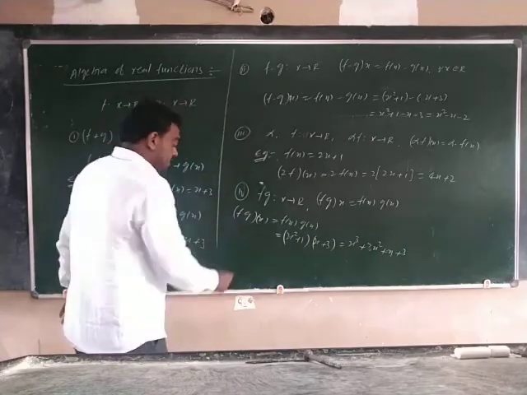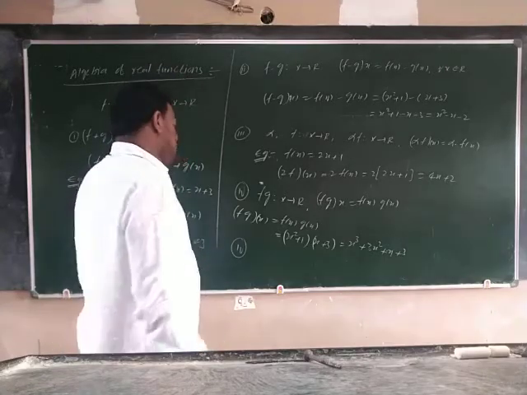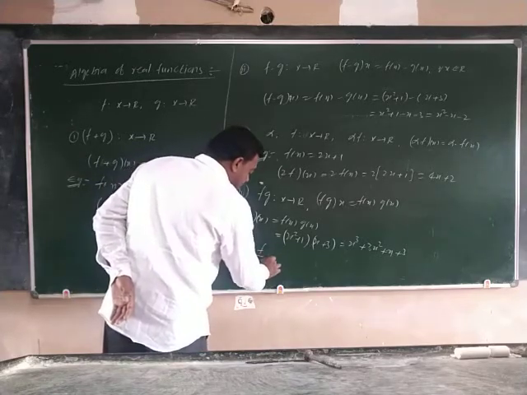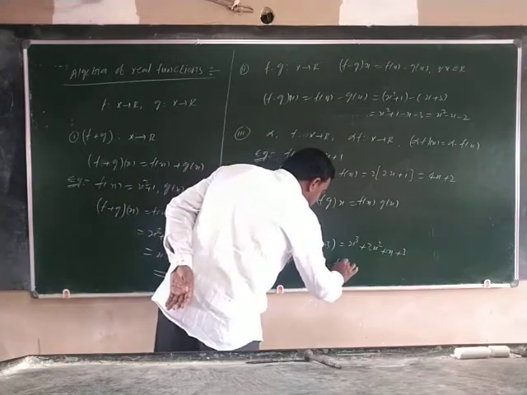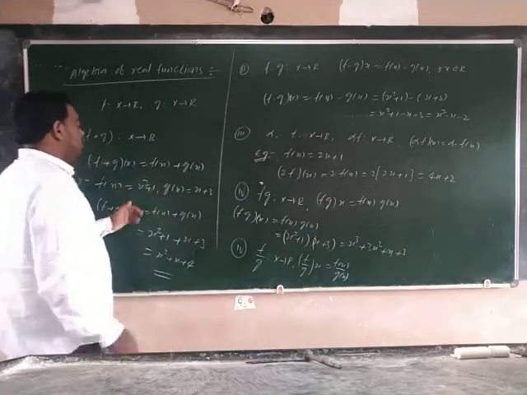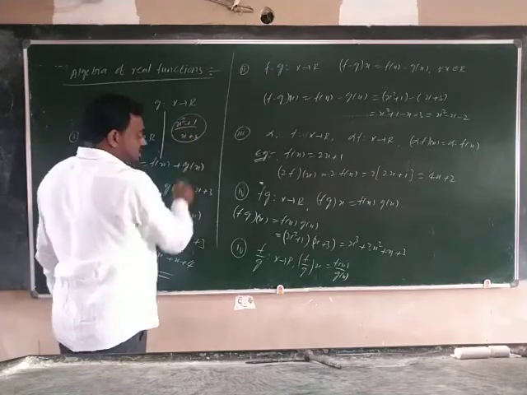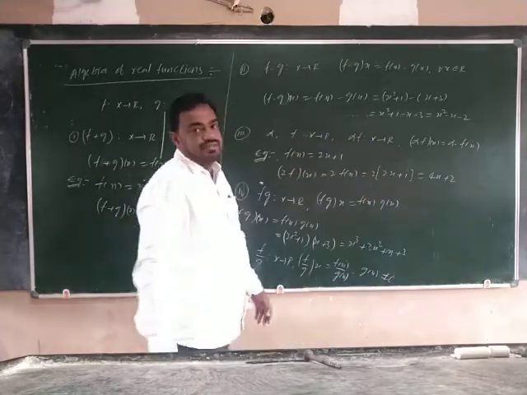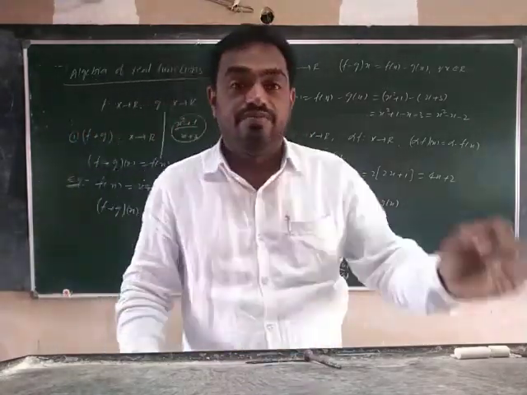Next, the quotient of real functions. Here the quotient of real functions is f by g. f by g is also a mapping from X to R. It is defined by (f by g) of x is equal to f of x by g of x. If you take this same example, what do we write for f by g of x? x square plus 1 by x plus 3 is the answer. Here g of x is always not equal to 0. This is the algebra of real functions.